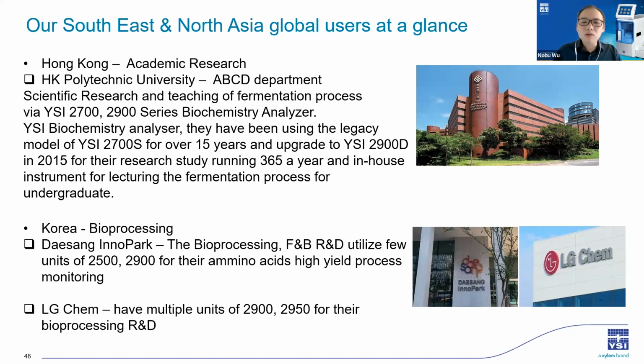And then for Korea, we have different kinds of customers, but I would like to pick one which is quite representative, the one I recently visited just before last week. This is from the Daesung Inno Park. This facility is quite big in Korea and mainly commercial. They have kimchi processing, food and beverage, and a bioprocessing department in a multi-layer industrial area. They utilize the YSI 2500 and 2900 for amino acid study and research. Because of the expansion in the laboratory, they will soon get another 2 units from our distributor. That will help them save a lot of time and make their amino acids with a higher yield. And LG Chem also has multiple 2900 and 2500 units for the bioprocessing R&D department.